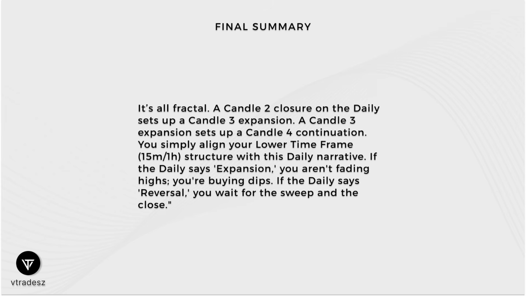Final summary. It's all fractal. A candle 2 closure on the daily sets up a candle 3 expansion. A candle 3 expansion sets up a candle 4 continuation. You simply align your lower time frame, 15 minutes to 1 hour, structure with this daily narrative. If the daily says expansion, you aren't fading highs, you're buying dips. If the daily says reversal, you wait for the sweep and the close.